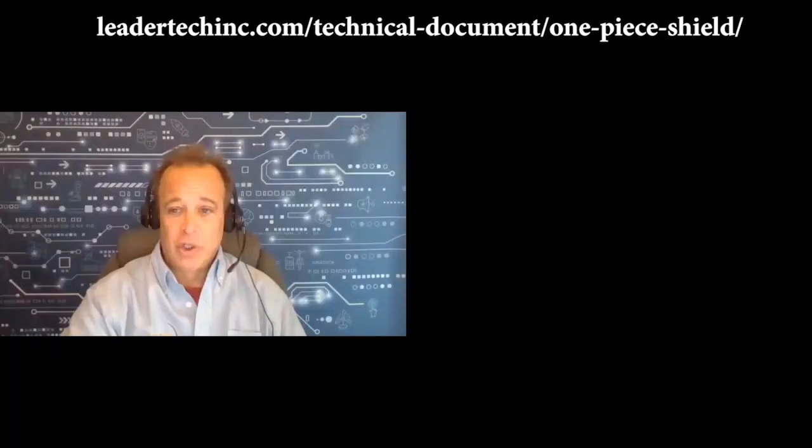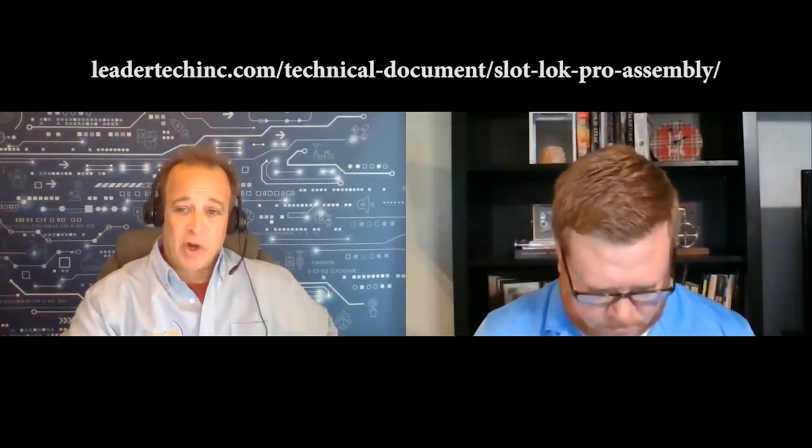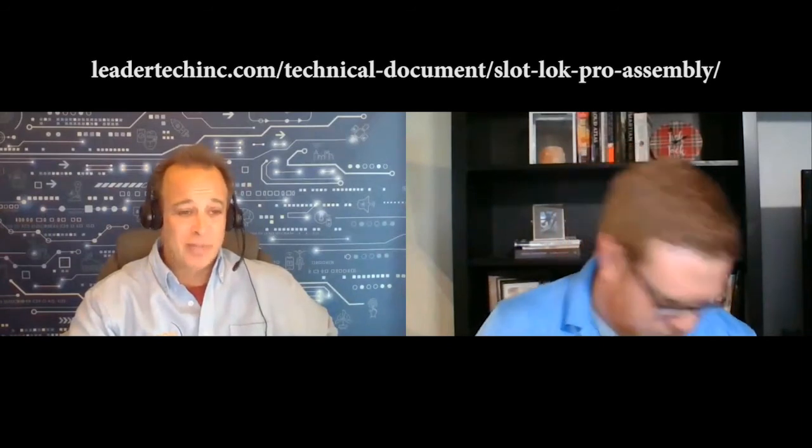So the first document is basically a drawing of a standard one-piece shield. Let me share that with you. The following document is basically a Slot Lock Pro assembly drawing. Any comments, Lee, with regards to?